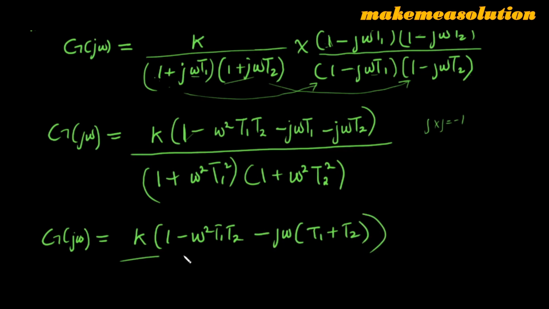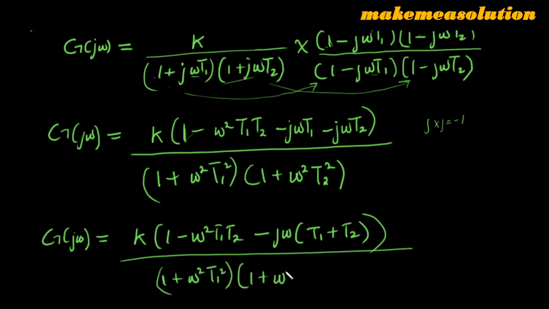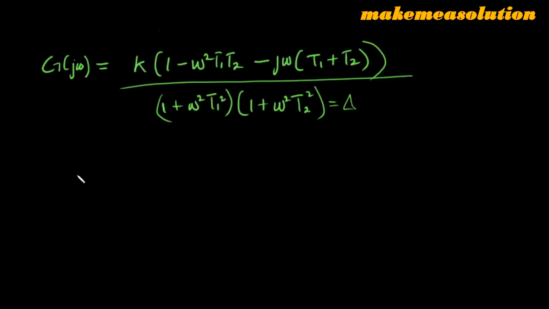All right, then everything all over 1 plus omega square t1 square, and we now have 1 plus omega square t2 square. I can just call this 1 plus omega square t1 square times 1 plus omega square t2 square. I can call it delta as the denominator.